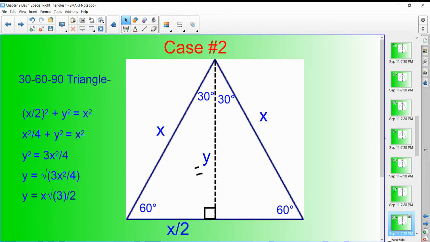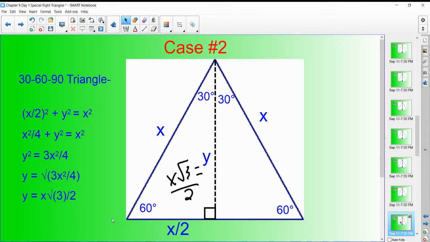If I know x, it's x times the square root of 3 over 2. So all these sides can be written in terms of the hypotenuse, or we're going to see it can be written in terms of this smallest side.